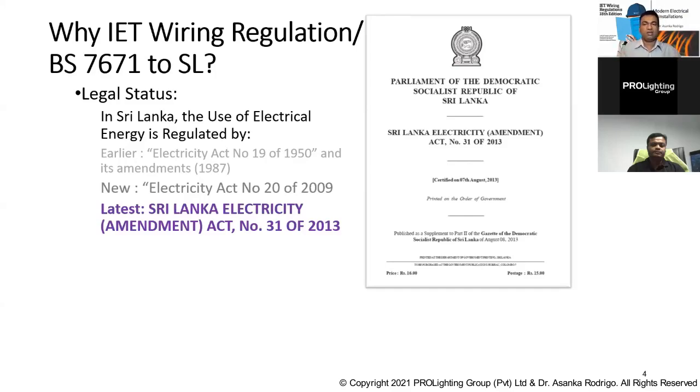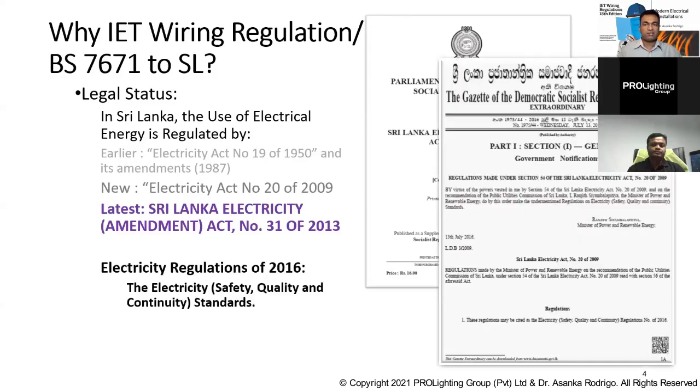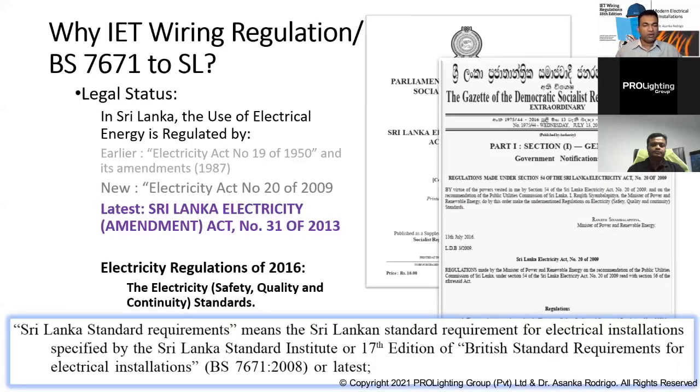Even for this Electricity Act, in 2016 the Power Ministry published the regulation, called the Electricity Regulation 2016, and in this one what is called the Electricity Safety, Quality and Continuity Standard. It's a big regulation, but I'm just extracting what is related to this one. The act does not say anything about what type of standard we have to follow, but it's given in the 2016 regulation.